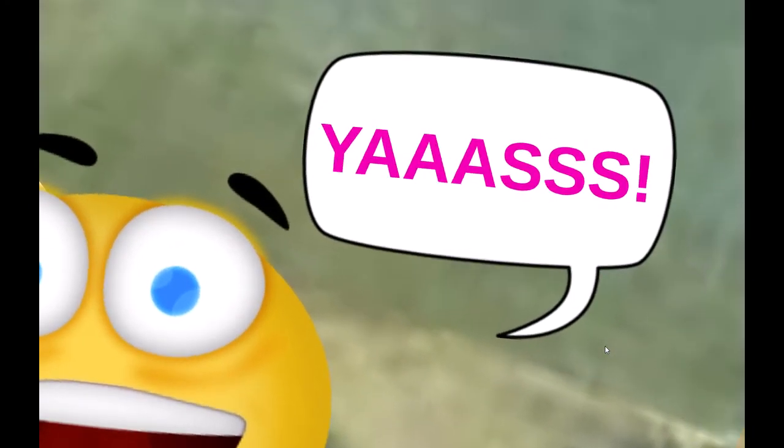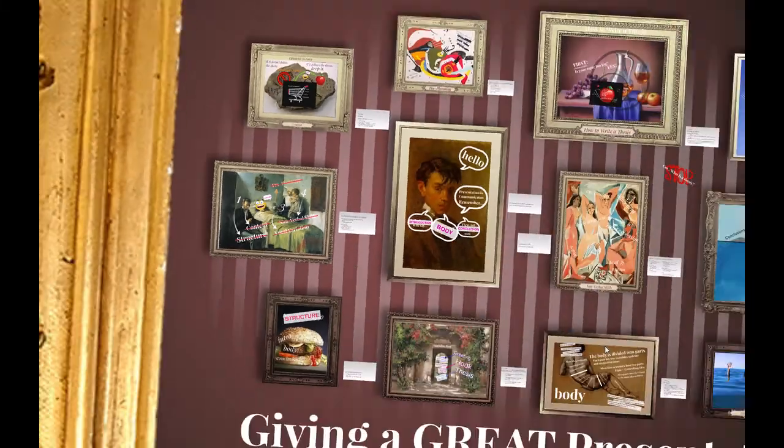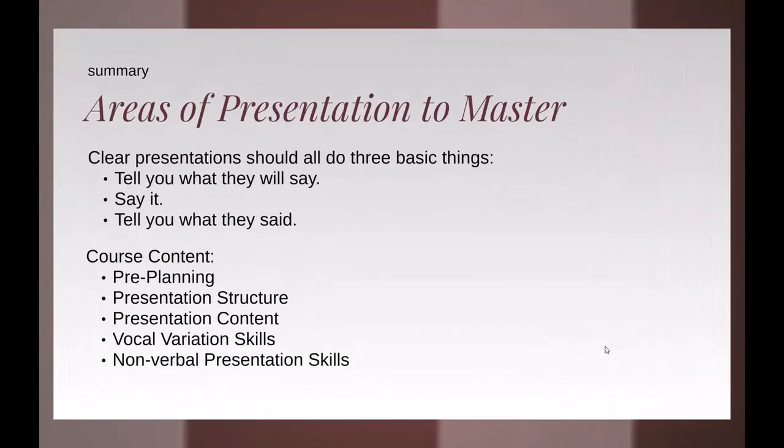Yes, we have finished this course in giving great presentations. And so these are the areas that you have mastered through this course. For clear presentations, you should always do these three basic things: the introduction, the body, and the conclusion. The introduction tells what you will say, the body says it, and the conclusion tells what you said. And so that's our structure. And for our content, we looked at pre-planning, we looked at structure, we looked at content, we looked at vocal variation skills, and we looked at nonverbal presentation skills.